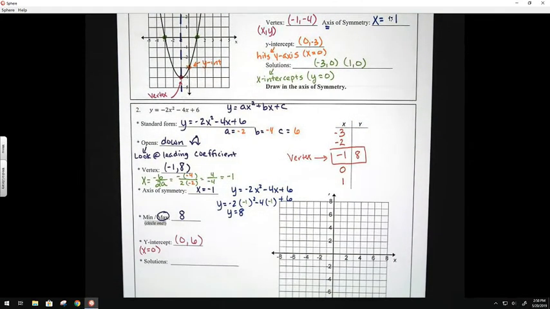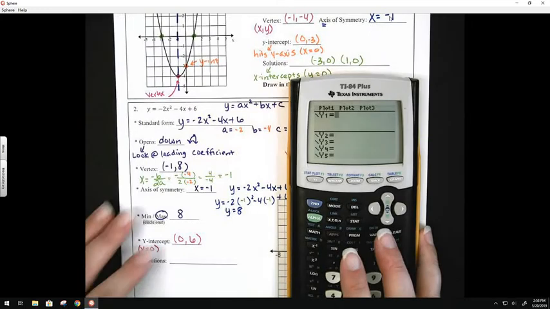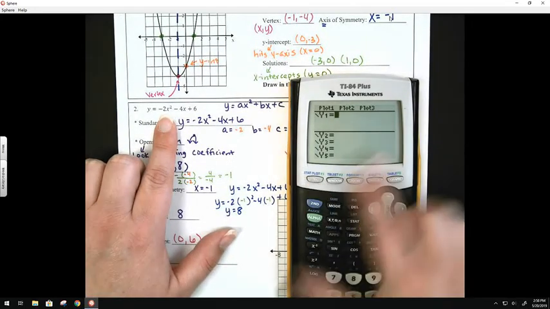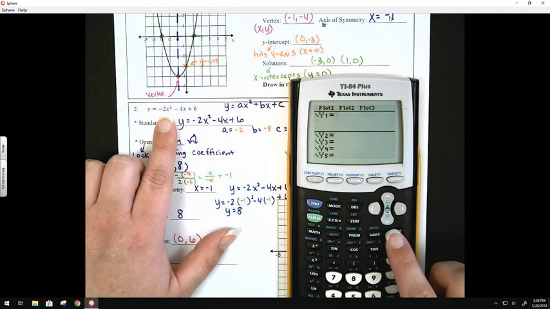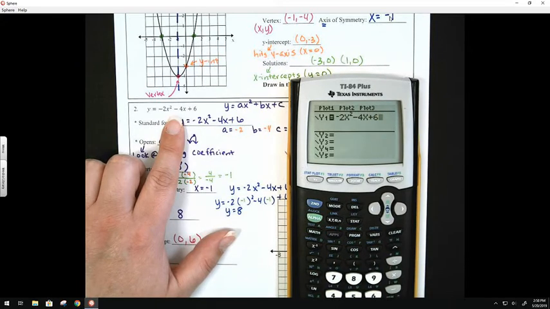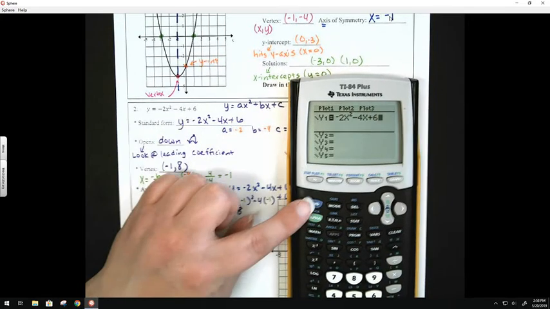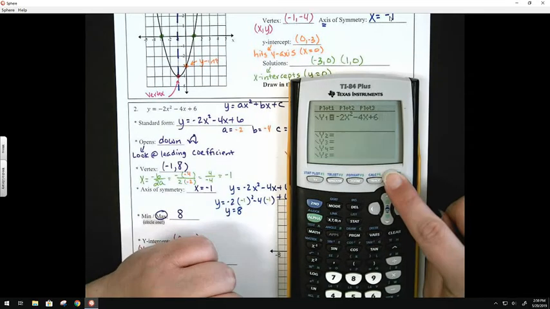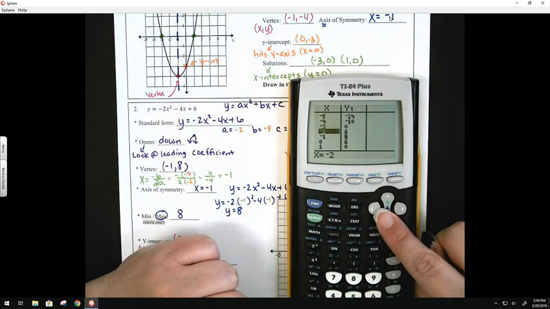Now all we have to do is go to our calculator and use our table to help us actually create the table. So go to y equals, and hopefully everything is cleared out. If it's not, press clear. Enter -2x squared minus 4x plus 6. Now remember, we need to hit second and then graph to get to our table. So second, graph. And if we scroll through here, we can see here are some x and y values.